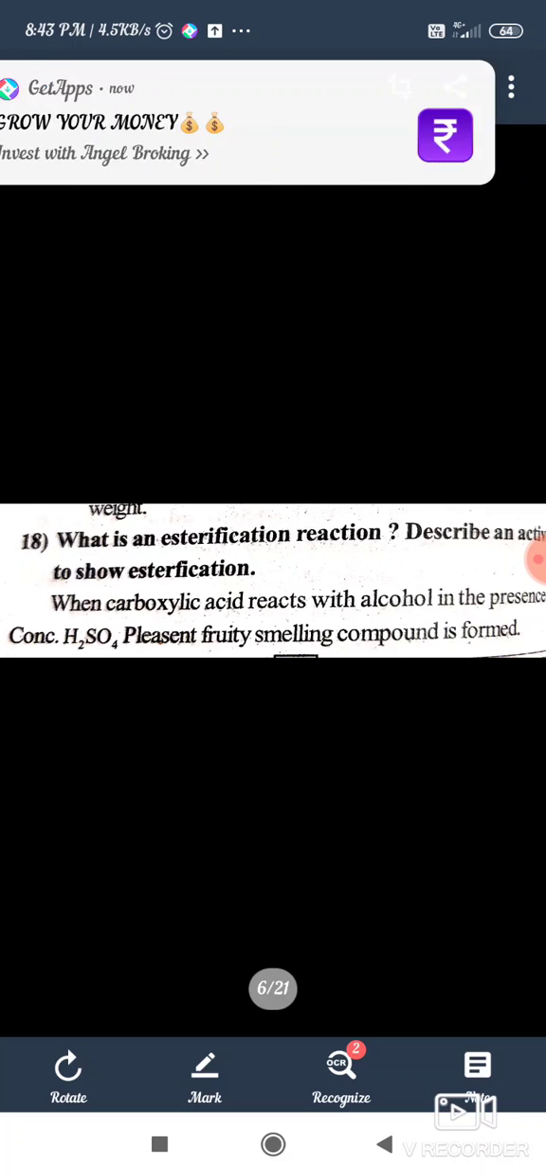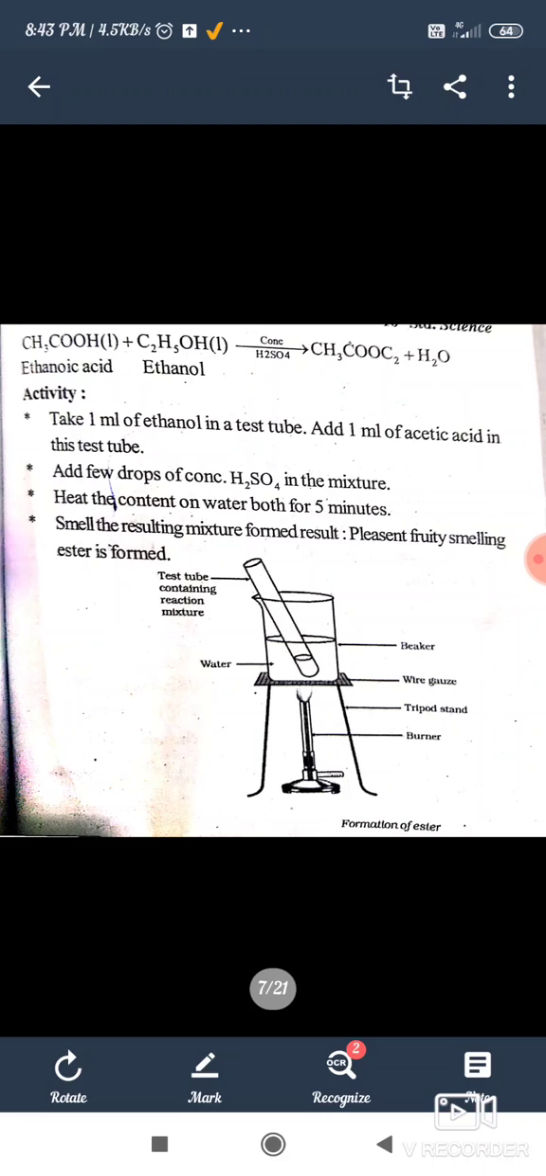What is an esterification reaction, and describe an activity to show esterification? When a carboxylic acid reacts with an alcohol in the presence of concentrated sulfuric acid, a pleasant fruity-smelling compound is formed. So CH3COOH, ethanoic acid, reacts with ethanol to give ethyl ethanoate, CH3COOC2H5, plus H2O.